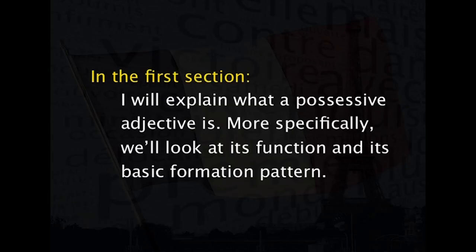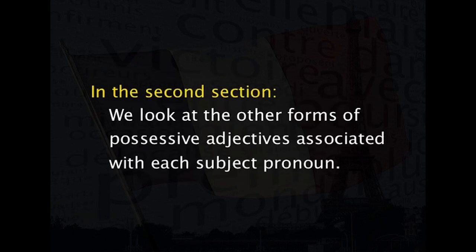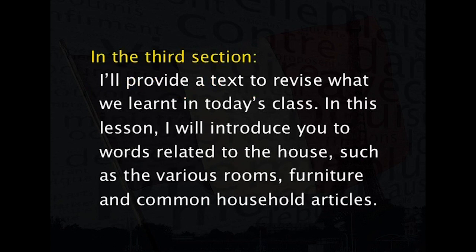The lesson has been divided into 3 sections. In the first section, I will explain what a possessive adjective is. More specifically, we'll look at its function and its basic formation pattern. In the second section, we'll look at the other forms of possessive adjectives associated with each subject pronoun. And in the third section, I'll provide a text to revise what we learned in today's class. In this lesson, I will introduce you to words related to the house, such as the various rooms, furniture, and common household articles.